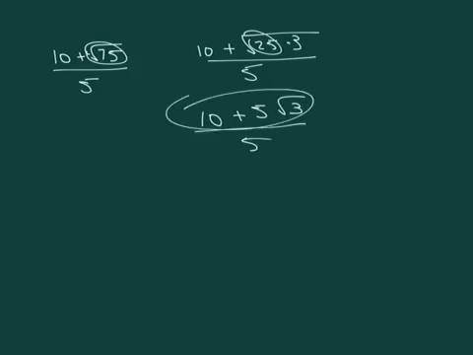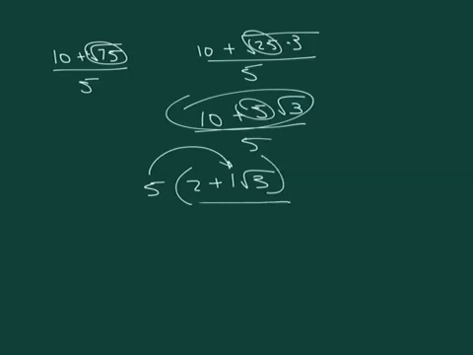Then I can look here and say, can I simplify this more? Yes, I could take a 5 out of there, and I'm left with 2 plus 1 square root of 3, because 5 times 1 would give me this 5 back. Over 5. And the only reason I do that is because then I can cancel those. And I'm left with 2 plus the square root of 3.